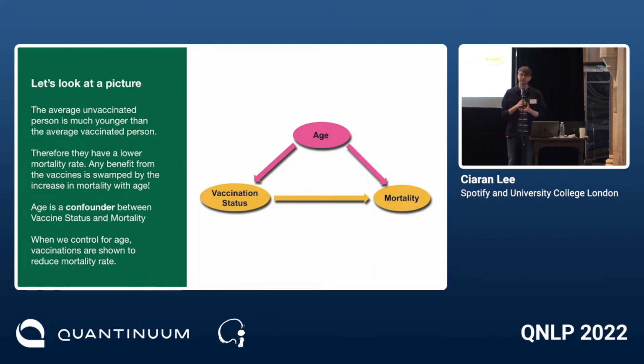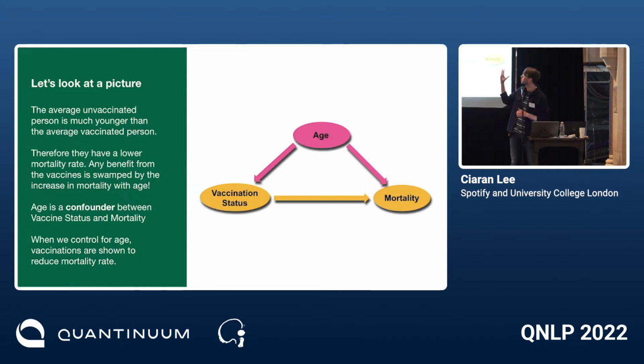So any benefit from the vaccines is swamped by the increase in mortality as we age. So age here is a confounder. It's influencing both whether you get vaccinated and also what the impact of that vaccination is on your mortality, for instance. So the question we have to ask now is, what's the actual causal effect of being vaccinated on your mortality rate? Because we've done all of these randomized control trials that have showed that vaccines reduce mortality and so forth. So clearly there's a proper causal relationship here that vaccines are good for us, but the data is kind of telling us something different.